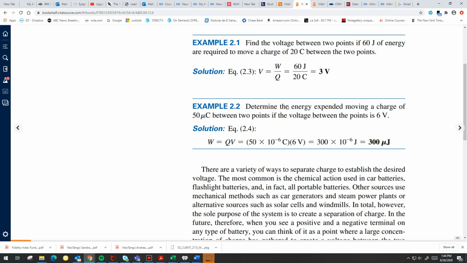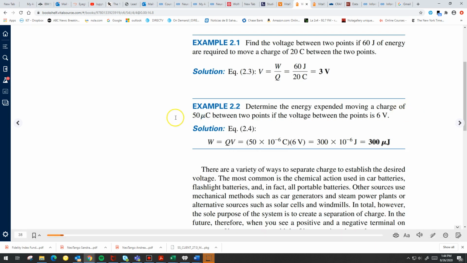Okay? Another example, it says find the energy needed in moving a charge of 50 microcoulombs. Remember this from chapter 1, micro means 10 to the minus 6. So the charge is 50 microcoulombs that is being moved between 2 points, if the voltage between the 2 points is 6 volts. Okay.